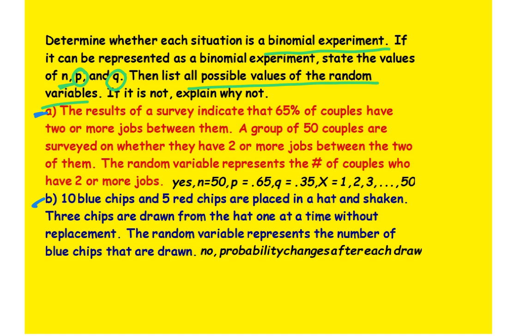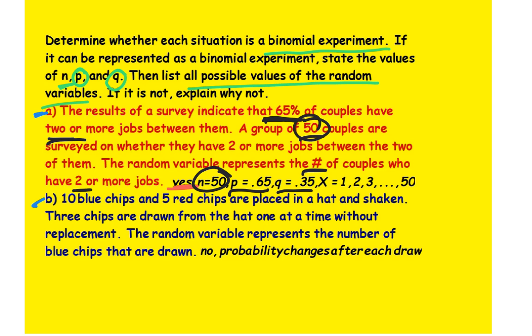First of all, the results of a survey indicate that 65% of couples have 2 or more jobs between them. A group of 50 couples were surveyed on whether they have 2 or more jobs between the 2 of them. The random variable represents the number of couples who have 2 or more jobs. So, yes, it's 2 or more. They could have 2 or more, or they could have 1 or less between the 2 of them. So there's only 2 outcomes. So yes, it is a binomial experiment, even though they could have 3, 4, 5, 6, 7 jobs. That's not what it's asking. The number of people surveyed is 50. The results of the survey indicate that 65% of couples have 2 or more jobs, so the probability of success is 0.65, and then 1 minus 0.65, that is 0.35.